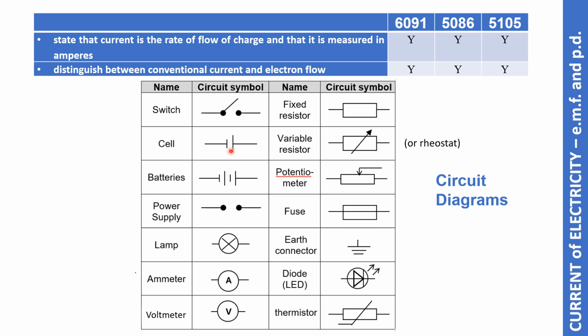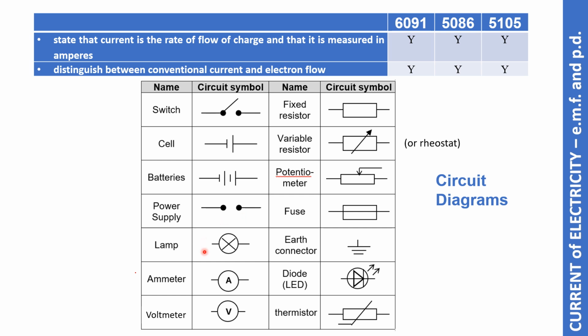One single cell is drawn with a short and long line. The long line stands for positive and the short line stands for negative. And for batteries, batteries simply mean that there are more than one cell. Okay, power supply, that we will learn later that there will be DC, direct current, and AC, alternating current, supply.